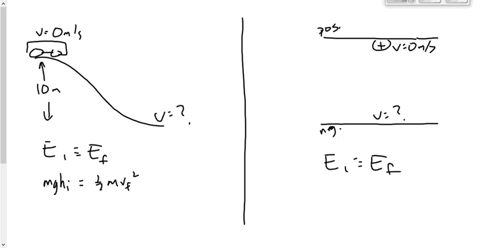Here's what I want you to do. Picture this as a car going down a hill. Why? Well, because the car going down a hill speeds up. When the charged particle goes from the positive plate to the negative plate, it speeds up. If the car speeds up, then it must have had potential energy at the beginning. If the charged particle speeds up, then it has to have potential energy at the beginning as well. Think of it as the car going down the hill.